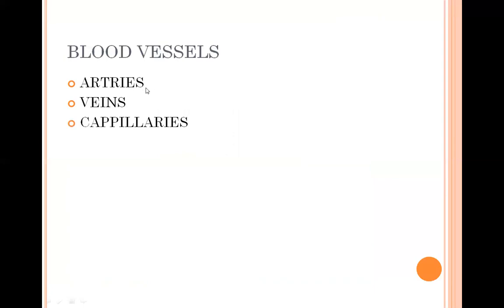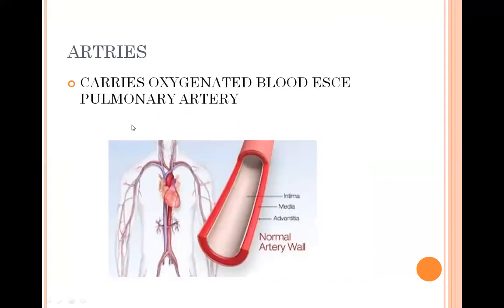Blood vessels: arteries, veins, capillaries. There are 3 blood vessels in the body. Now we'll look at the function of each vessel. Arteries carry oxygenated blood except the pulmonary artery. What is the function of an artery? They carry oxygenated blood from the lungs to the heart, and then from the heart to all parts of the body. They always carry oxygenated blood, except the pulmonary artery, because it is the only artery which carries deoxygenated blood.